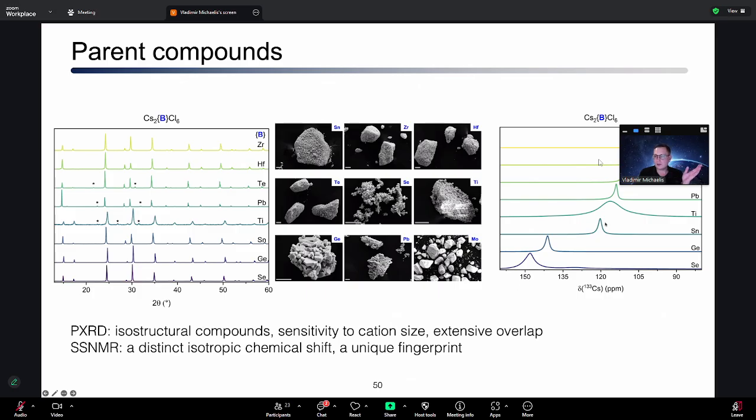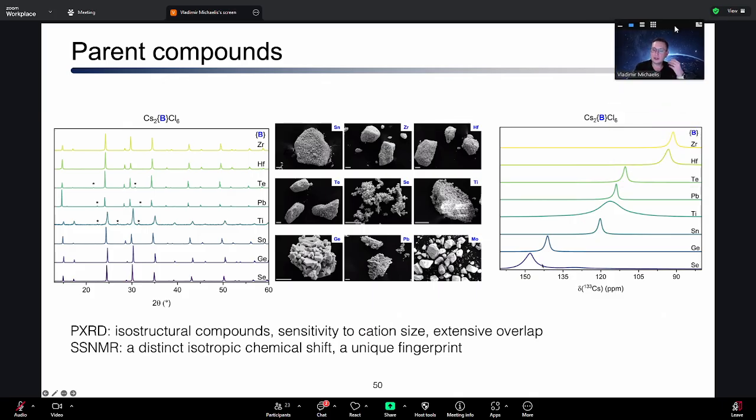These are the unique chemical environments. So although these are isostructural and the diffraction peaks will move the 2 theta value with either unit cell expansion or contraction, depending on the size of the B site, they're basically all in a very similar position. What you do see here, though, in terms of the NMR, is really nice cesium chemical shift dispersion of about 60 ppm, from 90 to 150 ppm. This is really helpful. It's a unique fingerprint for each system.